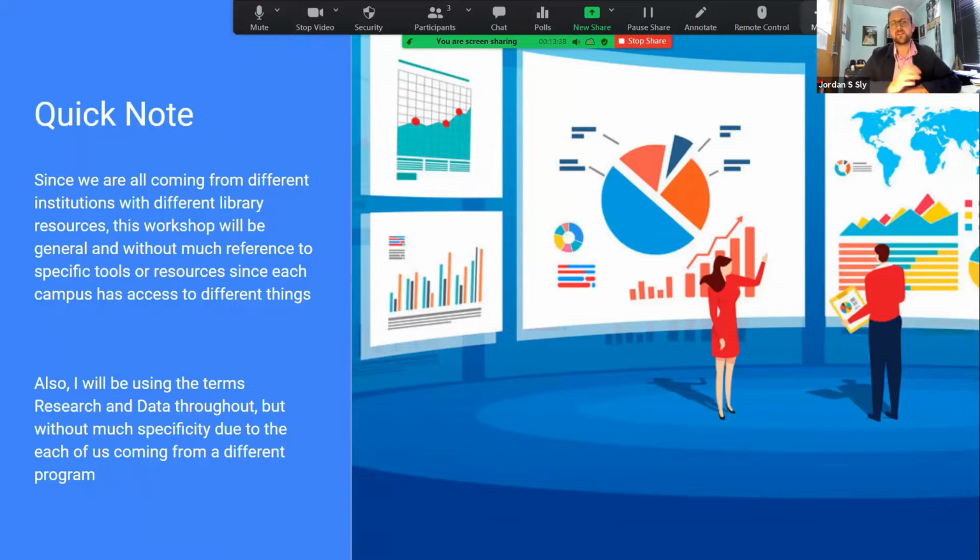Now, throughout the presentation, I'm also going to be using terms like research and data interchangeably and kind of willy-nilly. And that's because we're not going to be talking about specific data or specific research. The principles may or may not apply directly to your own work, but hopefully some of the general themes will come through and it will be understandable as we go.